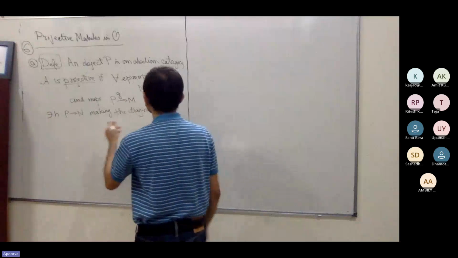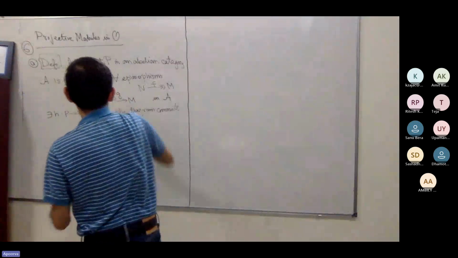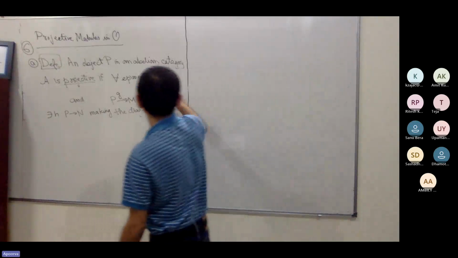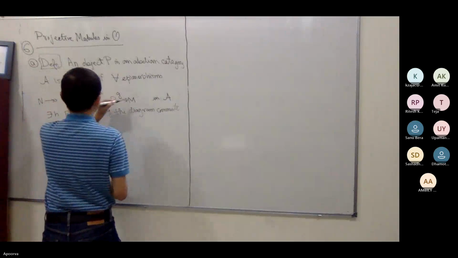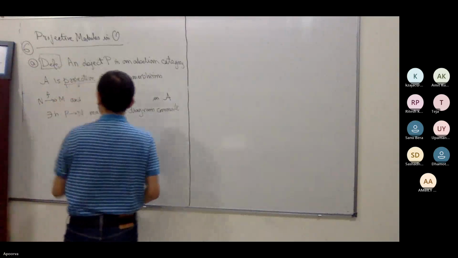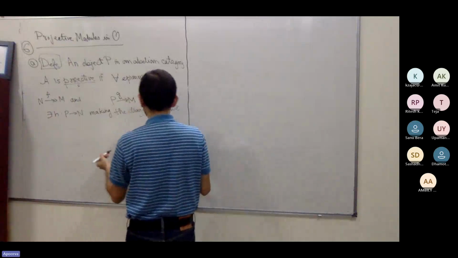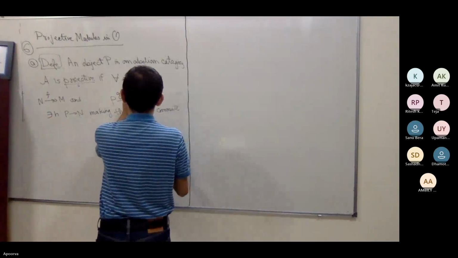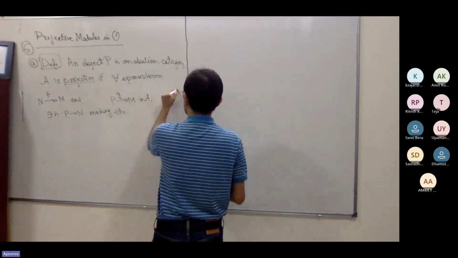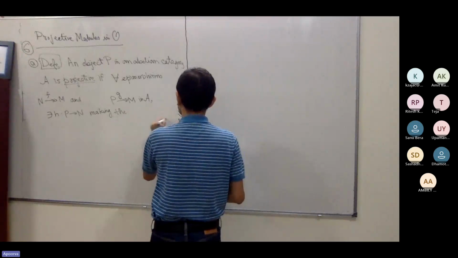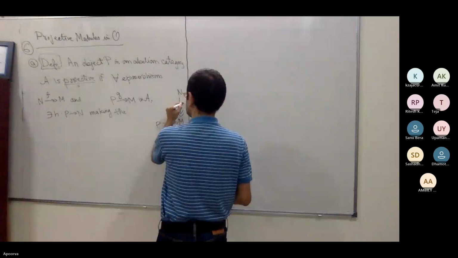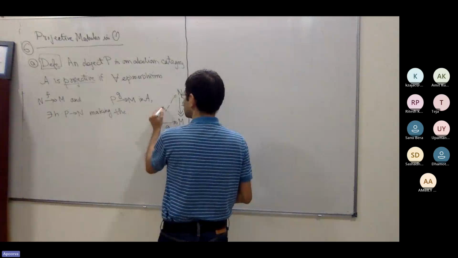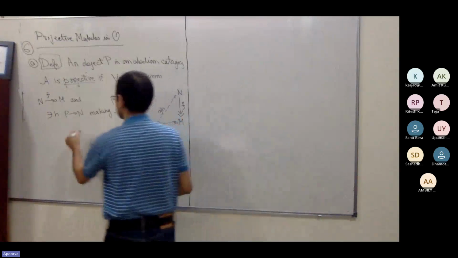Maybe I should skip the word maps. Okay, what diagram? The obvious diagram. There is an N here. There is M here. There is P here. This was F. This was G. I'm not saying the H is unique. In fact, we will see that the H is not unique.